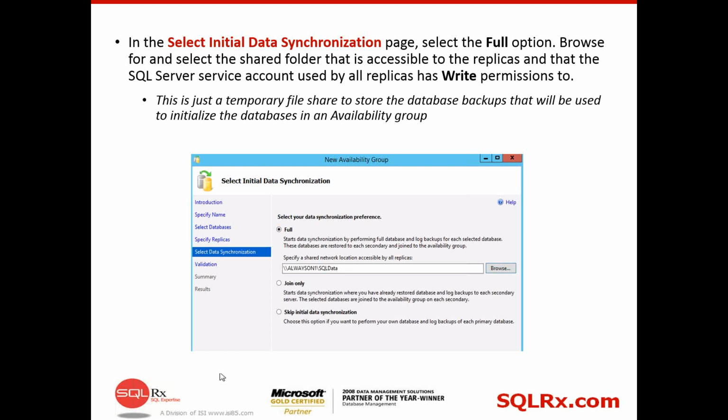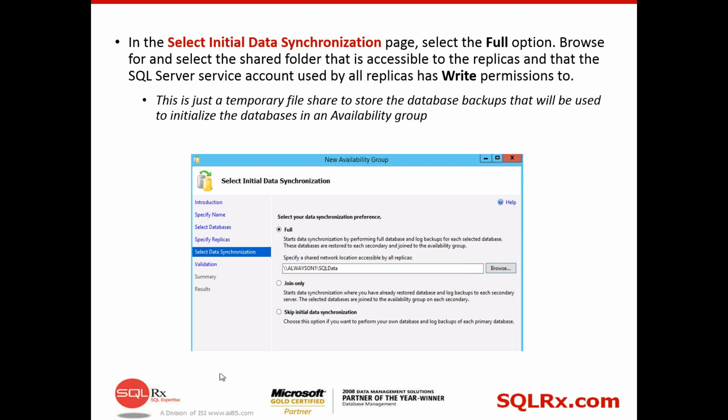But let me just recommend, if your databases are fairly large, you might want to use one of these other options, the join only or the skip, just because in these two options you run your backups, but you restore the databases yourself over on the secondaries. So it just saves you a little bit of time. But the full option's fine as well, and that's what we use. So we are going to browse to and select the shared folder that we set up earlier. And again, the SQL Service account and the replicas all have to have read-write access to the shared folder.